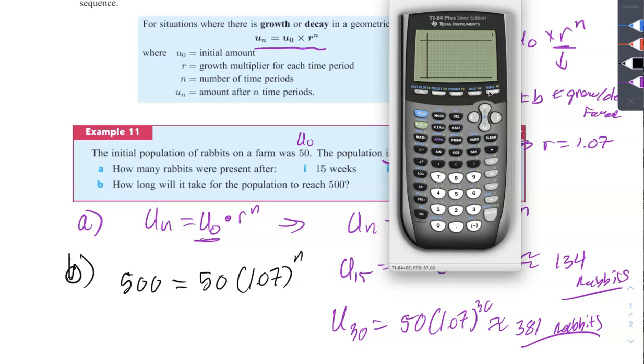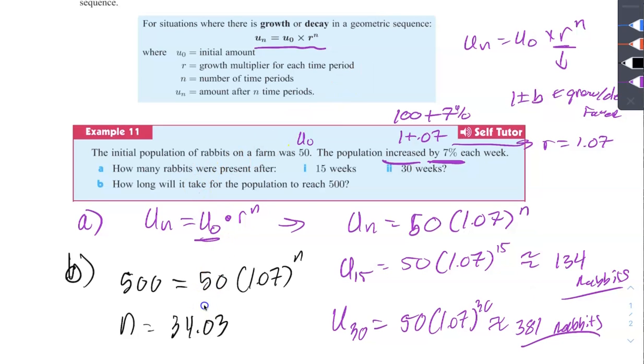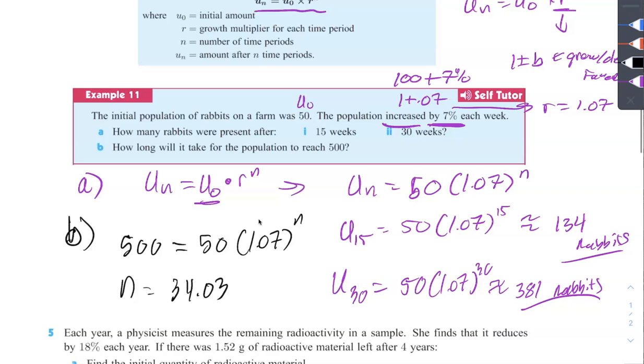So let's see how this one graphs. That's not bad. Probably a little overkill, but there's my intersection. So let's find the intersection. Second, calculate, intersect. Enter, enter, enter, and I get 34.03. So n equals 34.03. How long would it take? You could say it's going to take about 34 weeks, or 35 weeks because you want to round up to reach 500. If you say about 34 weeks, I'll accept that. Technically, you've got to wait until you actually hit 500, so I'd say about 35 weeks.